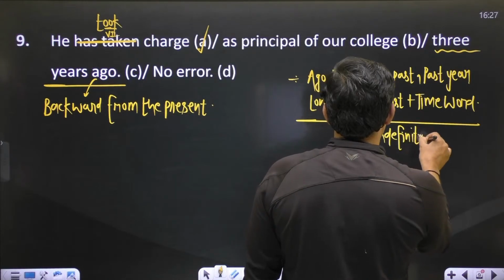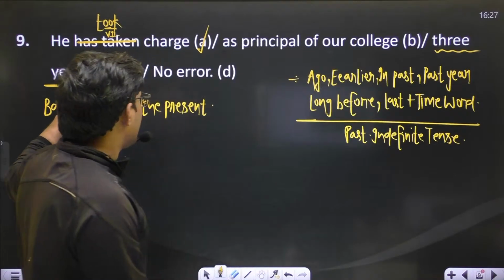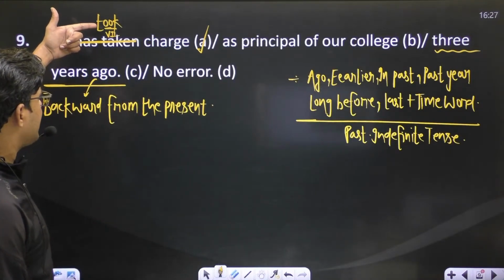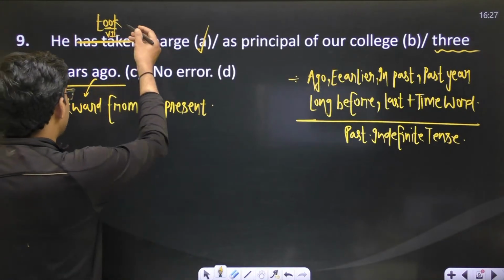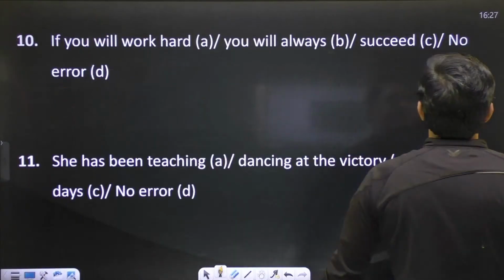So same thing, if you just apply it in the sentence, you have the word ago, and this word demands past indefinite tense. So replace present perfect with past indefinite, error will be in part A. Okay, move to the next sentence.